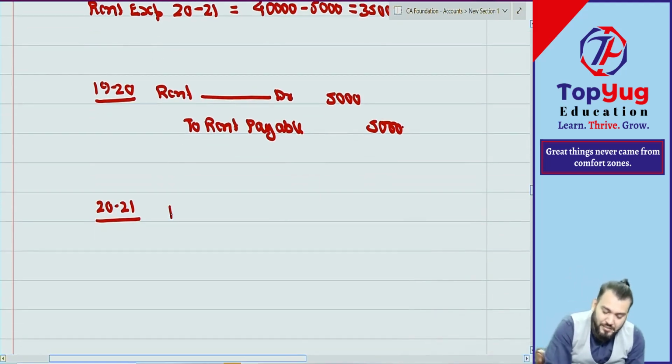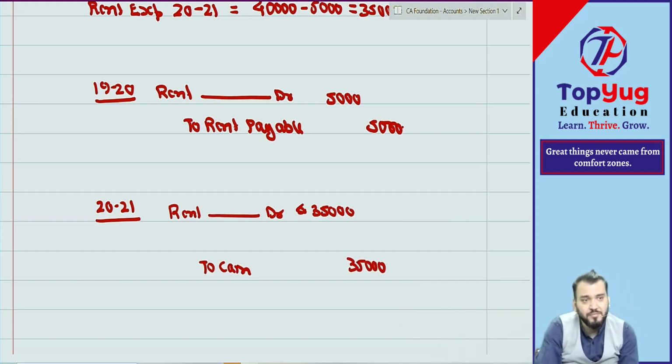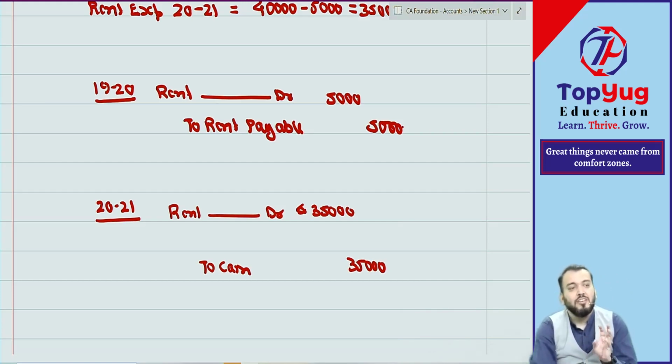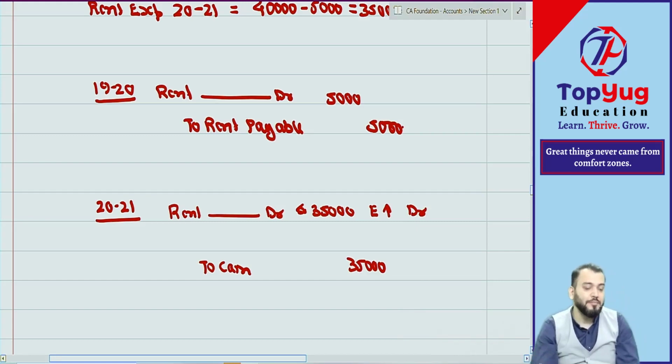So one answer I got, rent account debit. How much? 35. To cash how much? 35. But payment is how much? 40, no? Just try. You said expense increases by how much? 35,000. Okay. But cash is going out how much?